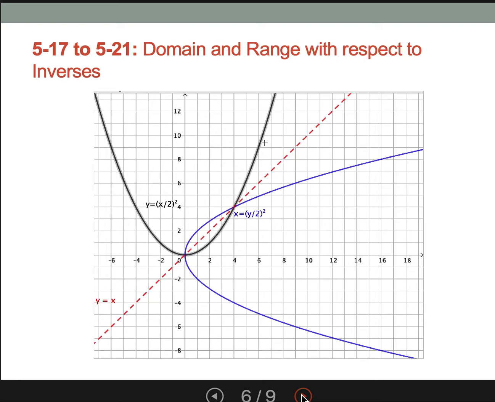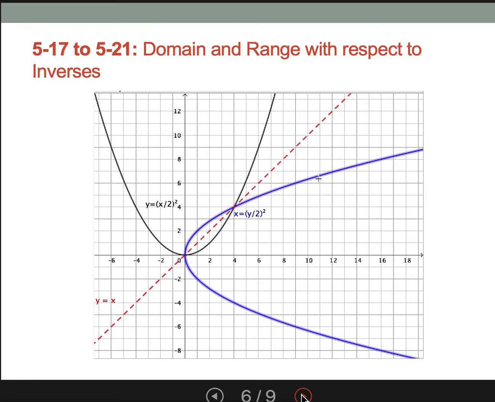Interestingly, the domain of the original function is all reals, and the range of the inverse is all reals. So the domain and range switched. The domain was all reals, so now that's the inverse's range. And the range of the original function was y is greater than or equal to 0, and the domain of the inverse is x is greater than or equal to 0. So the domain and range switch for original functions and their inverses. Okay, next question I want to ask: is this inverse a function?